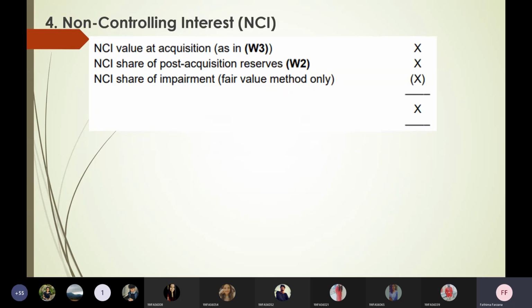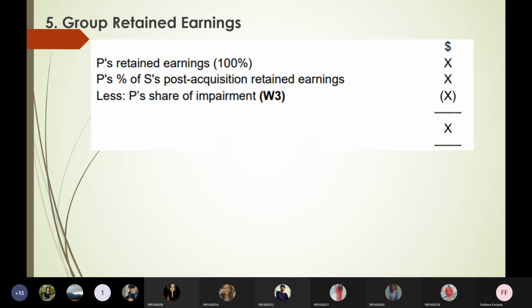So for non-controlling interest, we take the non-controlling interest value at acquisition, plus the non-controlling interest share of post-acquisition reserves and surpluses, and share of impairment, if any. So all such things we will add. Wherever this NCI is there, you have to take it separately and add it. And if there is a negative figure, you have to subtract, and you'll get the non-controlling interest.